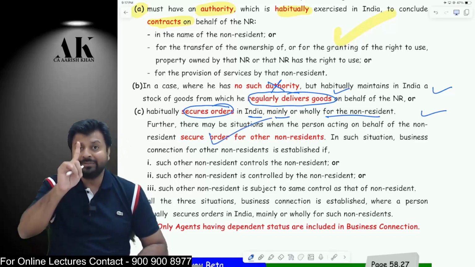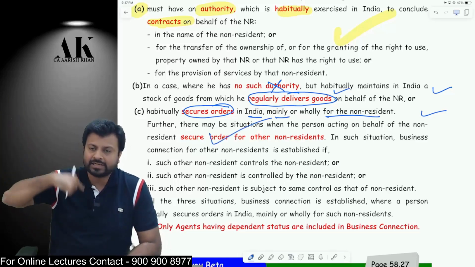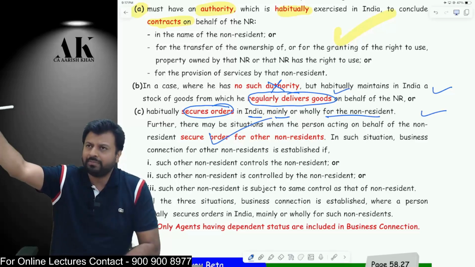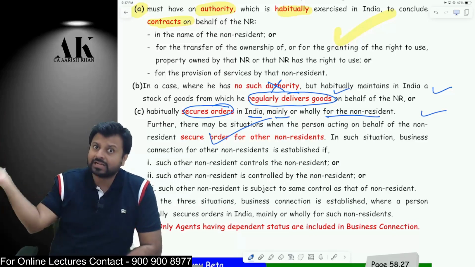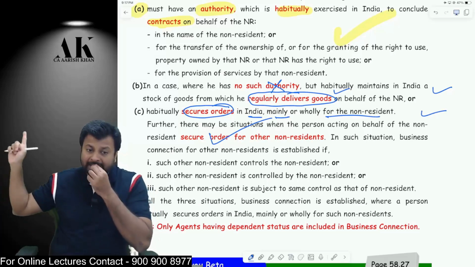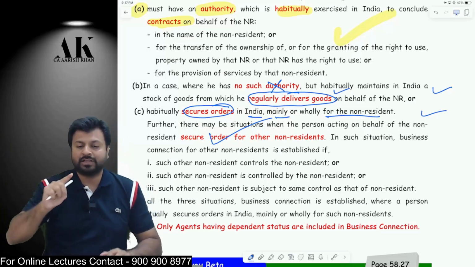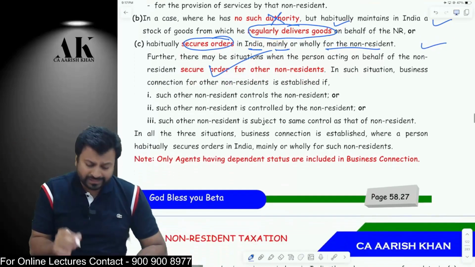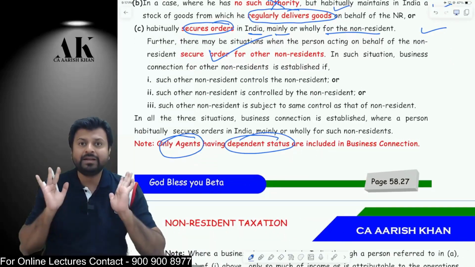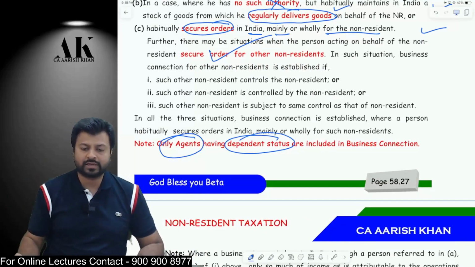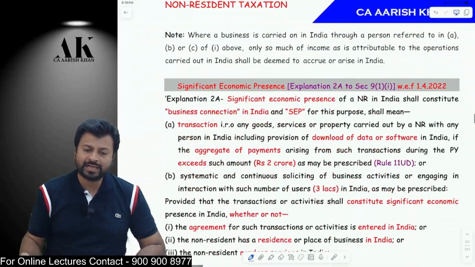Business connection. I am again saying, I am an agent, securing orders mainly and wholly for you, but I am also securing some orders for your brothers. I am not working wholly and mainly for your brother, but your brother controls you, or you control your brother, then business connection will also be established for your brother. Last but not least, only agents who have some dependent status will be covered here. Independent agents will not be considered as business connection. Only dependent agents will be considered as business connection.